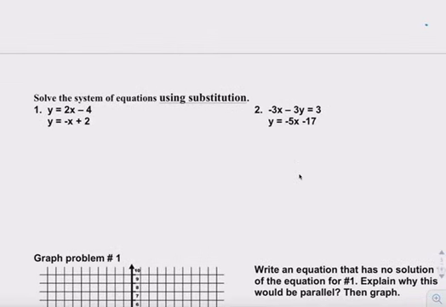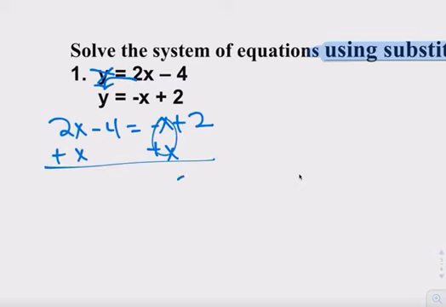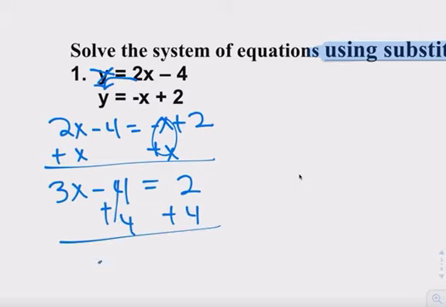Okay, solve the equation using substitution. So some of you need more substitution help. Get rid of this and put that there. 2x minus 4 equals negative x plus 2. No problem, anytime. That's 2 equals 3x minus 4. Add 4. And then 3x equals 6. Divide by 3. x is 2.